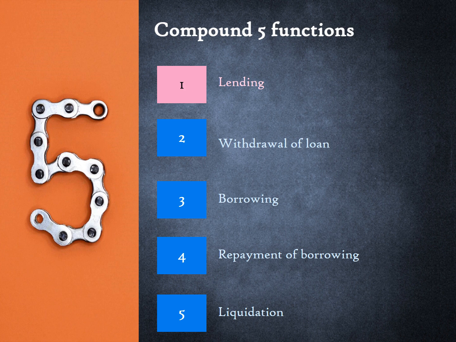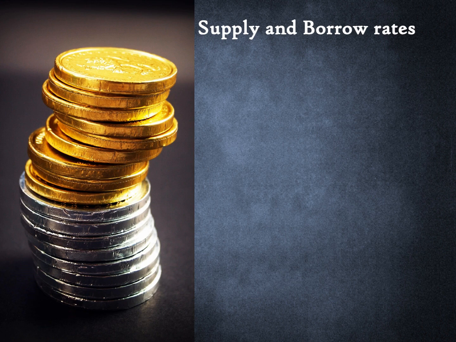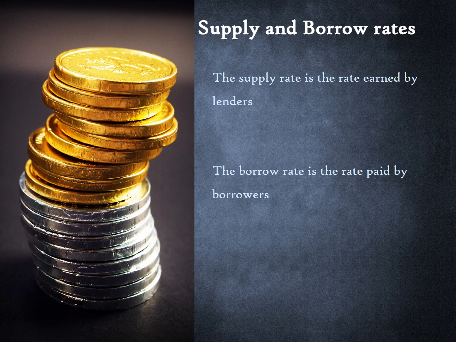In the previous lesson, we covered lending, and learned how lending occurs on Compound. Next, we will continue with that discussion. We have learned about supply and borrow rates. The supply rate is the rate earned by lenders. The borrow rate is the rate paid by borrowers. The supply rate is lower than the borrow rate. Next, we will learn why.